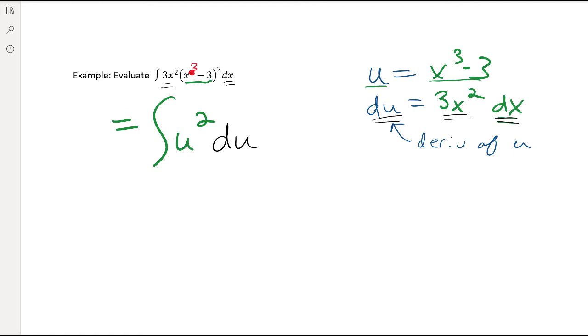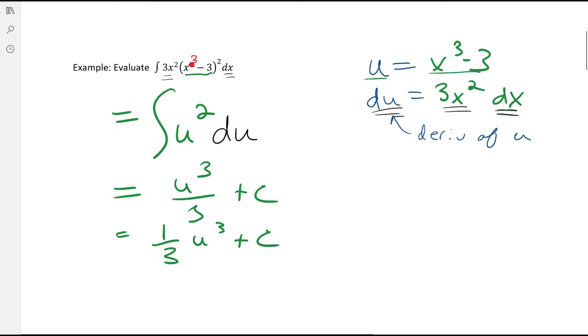So now this becomes what we covered in the last homework section, in the last video, excuse me. When we integrate u squared, remember we add 1 to the power, it becomes u to the third over 3 plus c, which I like to rewrite as 1/3 u to the third plus c.